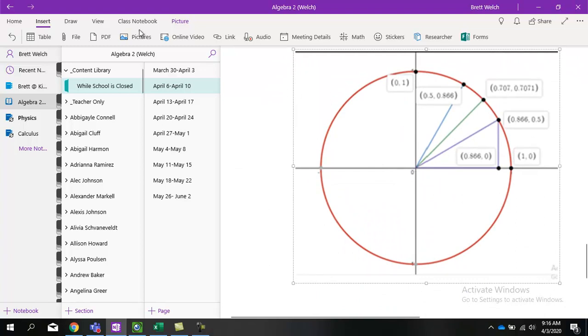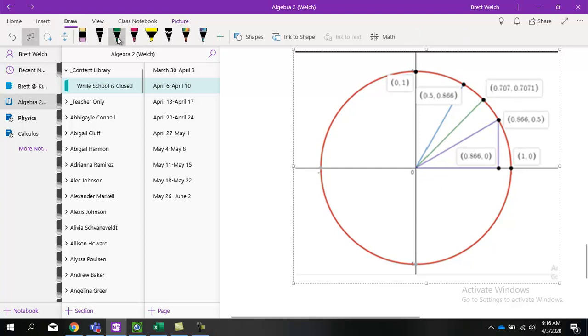The reason that we call it a unit circle in the first place is because the radius of the circle, or the length from the center here at (0, 0) out to the edge, is 1. So we call it a unit circle for that reason. This length out is 1 unit, so it's called a unit circle.